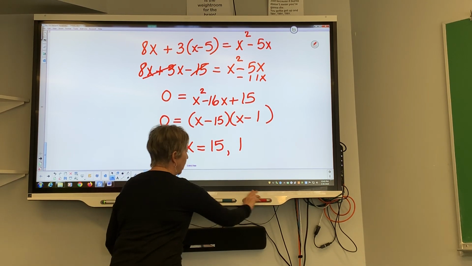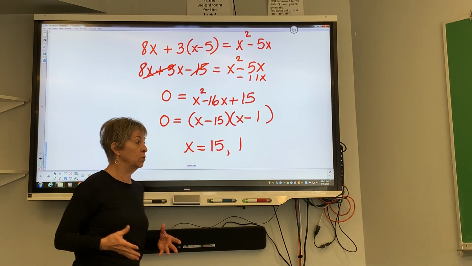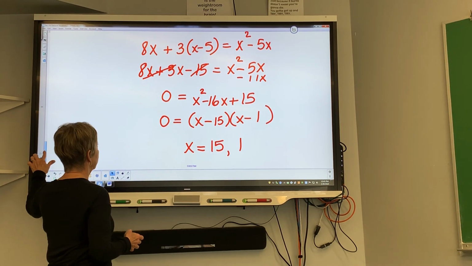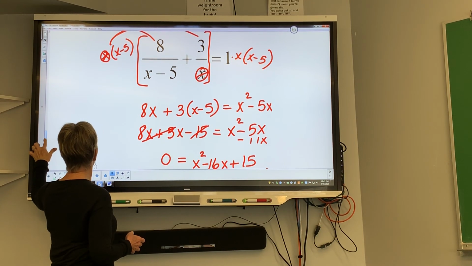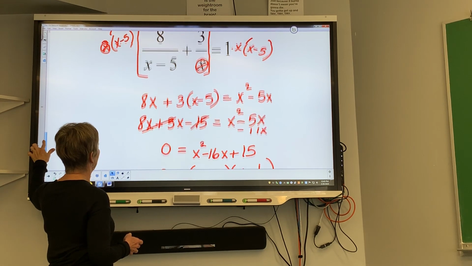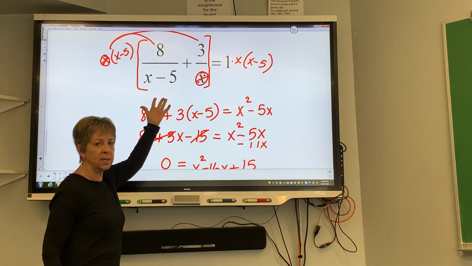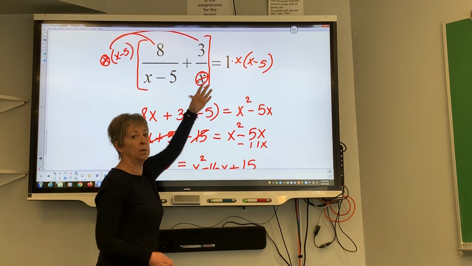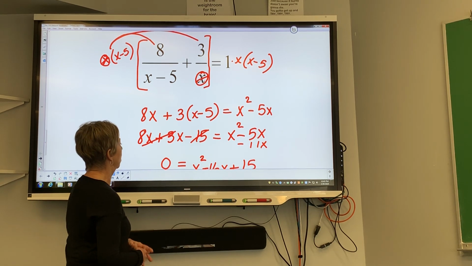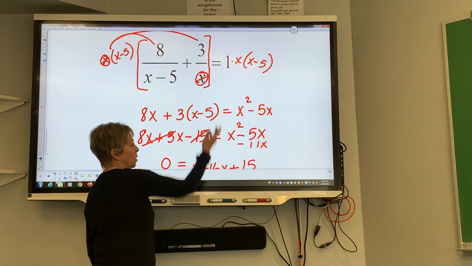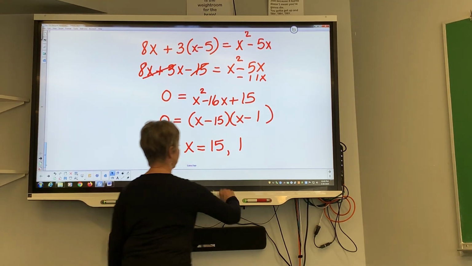Now you know that some of these methodologies produce extraneous solutions. So what you're going to have to do is go back to the original equation and ask, do either of these answers, 15 or 1, cause a problem with the initial equation? Most of the time, if it causes a problem, it's because it's going to make one of the denominators 0. So that's not happening here. 15 or 1, neither one of those makes them 0, so those are both going to be legitimate solutions.